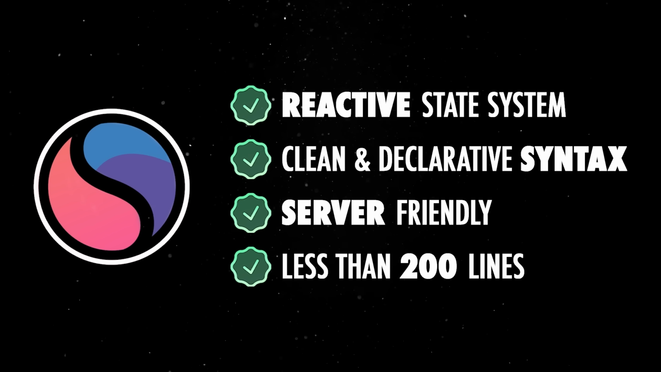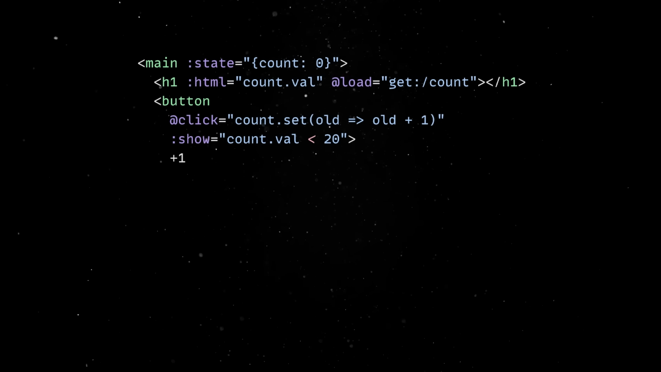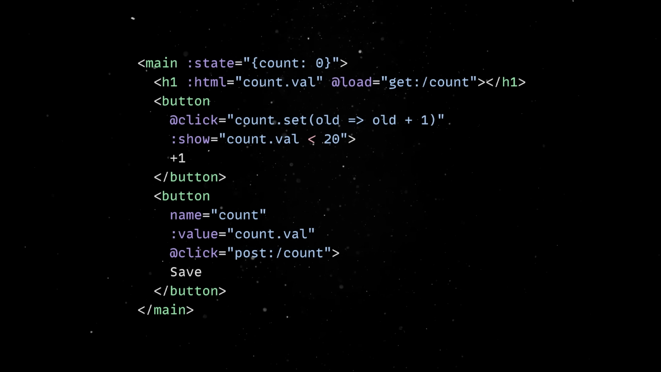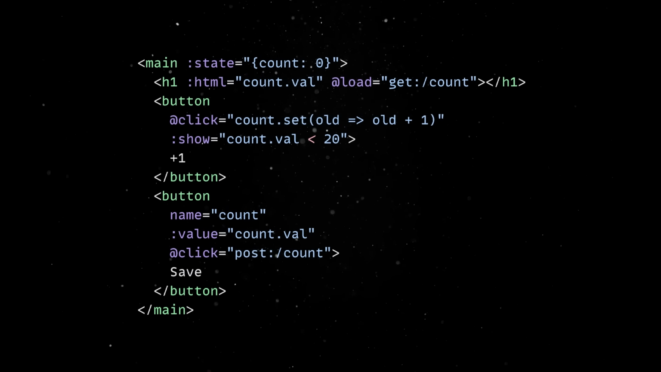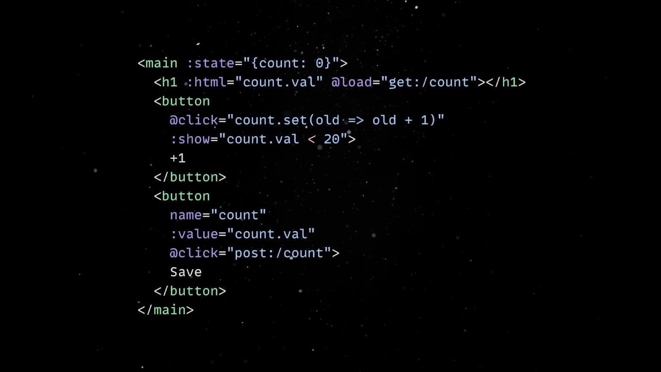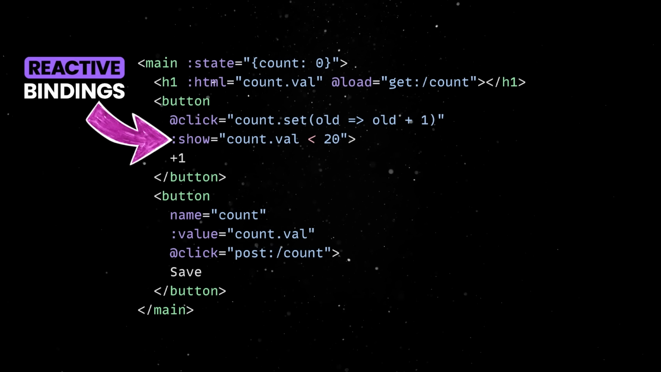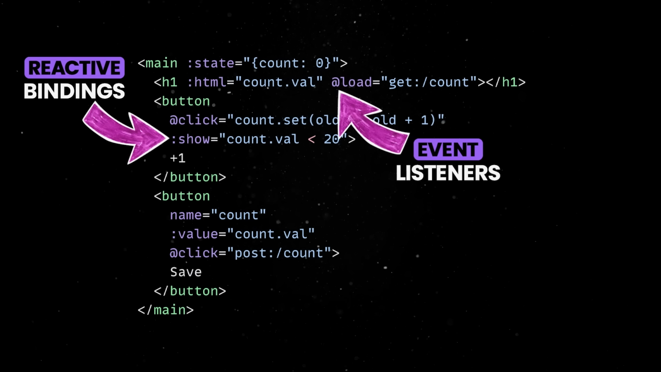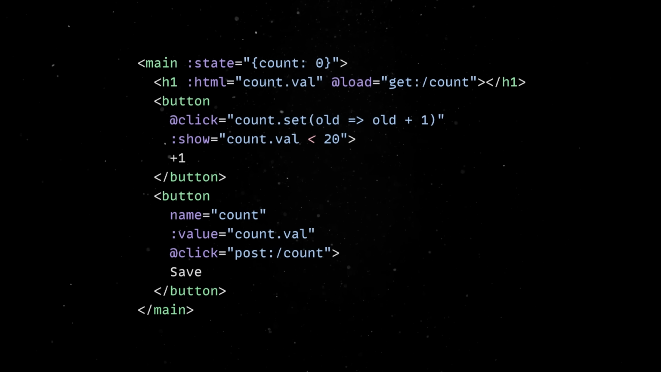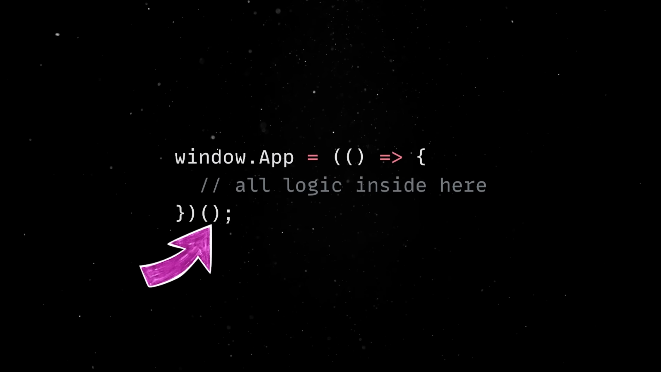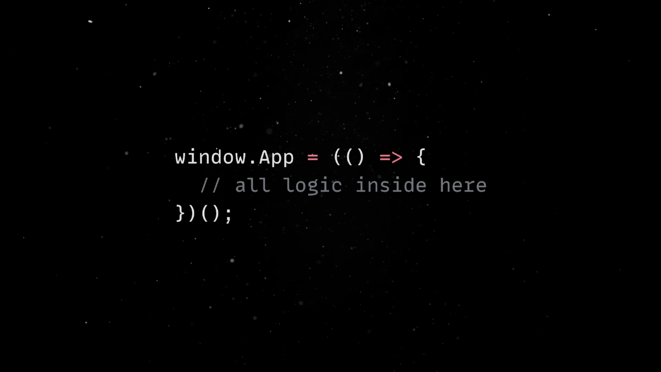So the implementation of our counter should look like this. It's almost readable even if you've never seen the syntax before, and that's the whole point. We're not inventing a new DSL here, we're just using attributes to wire logic to DOM elements. Attributes prefixed with a colon are reactive bindings, and we use it for event listeners. That's our entire API. In a new JavaScript file, we'll first wrap everything in an immediately invoked function expression so we don't pollute the global scope.